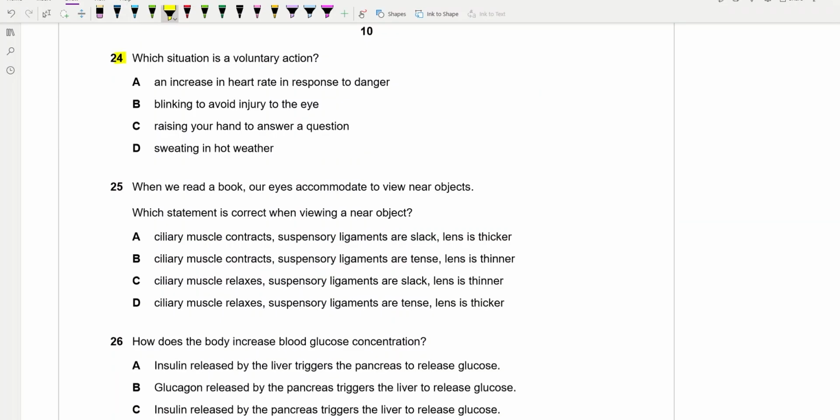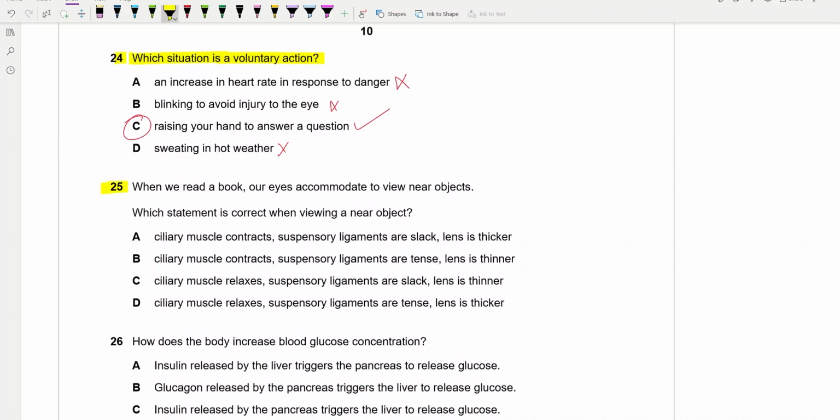Question number 24. Which situation is a voluntary action? Option A. An increase in heart rate in response to danger, which is wrong. Option B. Blinking to avoid injury to the eye, which is also wrong. Option C. Raising your hand to answer a question, which seems correct. Option D. Sweating in hot weather, which is also wrong. So the correct option would be option C.